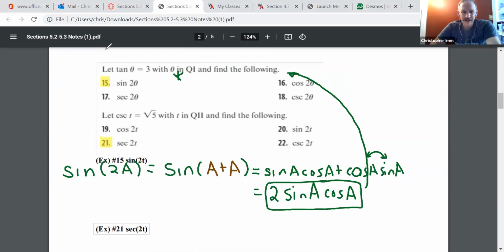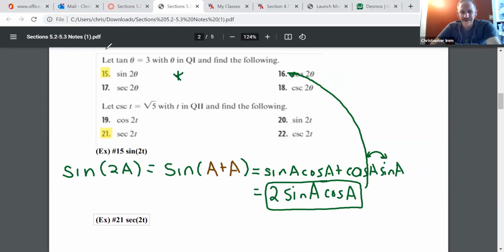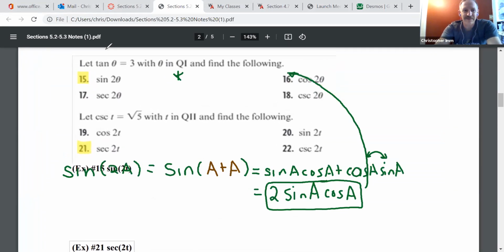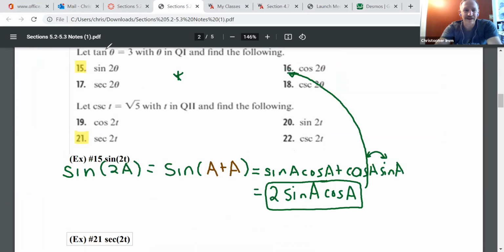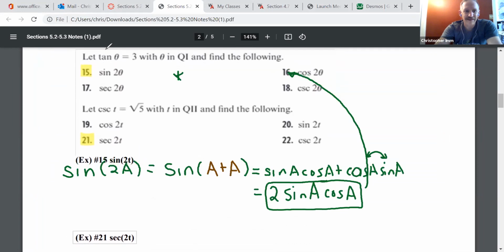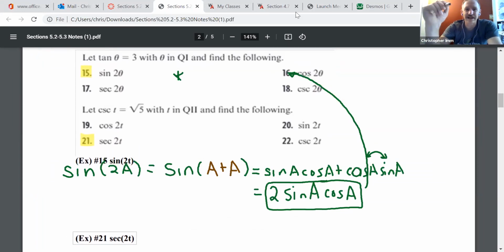So I'm going to take a look at a few problems like we did in the last section. The first one is number 15. It says the tangent of an angle theta is equal to 3, and theta is in quadrant 1. Find the following. I'm looking at finding sine of 2 theta.